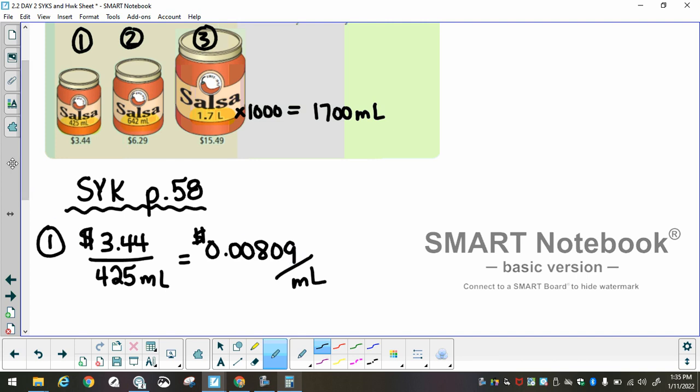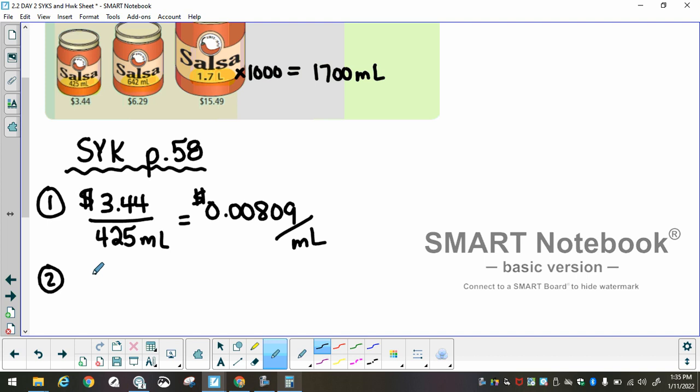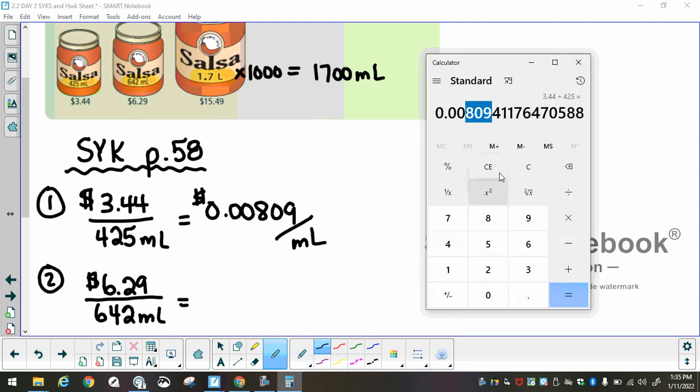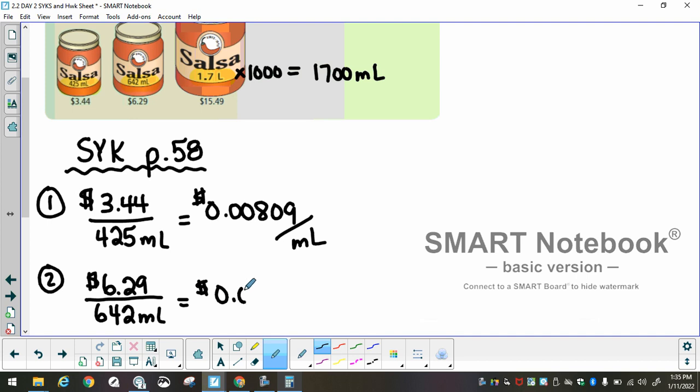Okay, so that's the price of the smallest salsa. The second container here is $6.29 per 642 milliliters. So we divide that out. $6.29 for 642 milliliters. How much is it for 1 milliliter? It is 0.00979 per milliliter.